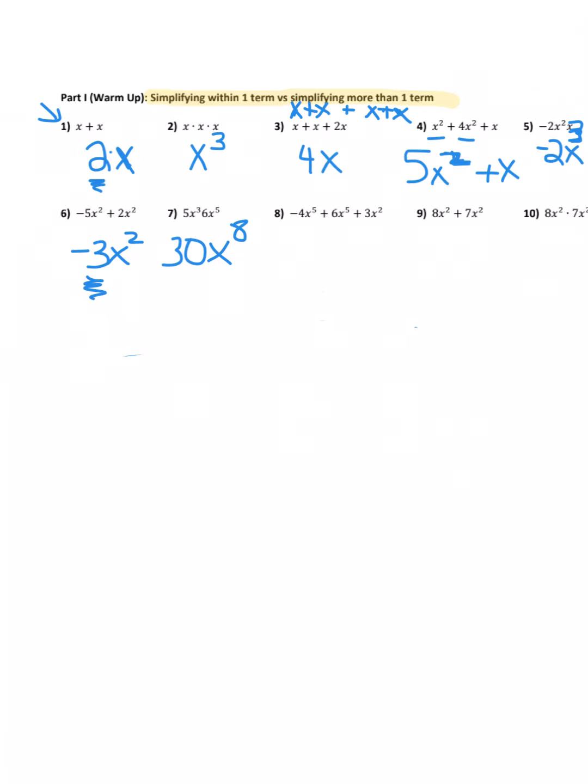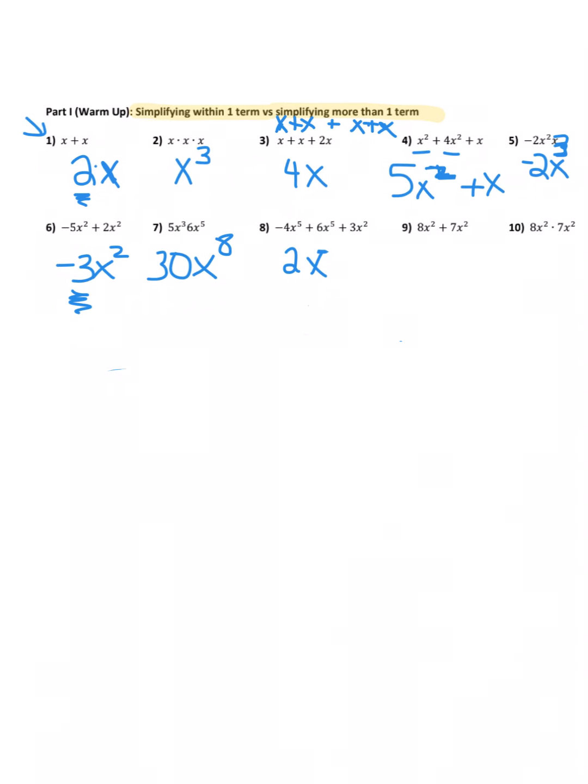Number 8, we have some like terms because the first 2 terms have bases of x raised to the same exponent of 5. Negative 4x to the 5th plus 6x to the 5th, that's 2x to the 5th. So when I combine like terms, my exponents stayed the same. And I'm just showing my quantity through the coefficient. And then I have a plus 3x squared. And I'm done. Number 9, I'm combining like terms.